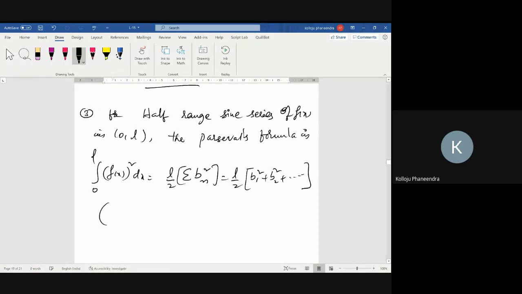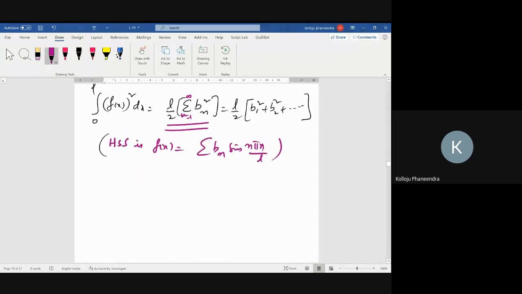Because the half range sine series is f of x equal to, there is no a0, there is no an, just bn sin n pi x by L. That is why L by 2 sigma n is from 1 to infinity bn square. These are the Parseval's formulas for the full range Fourier series in minus L to L, 0 to L, and the half range Fourier series. And what is the use of this Parseval's formula? Let me solve one problem and let us see its application.